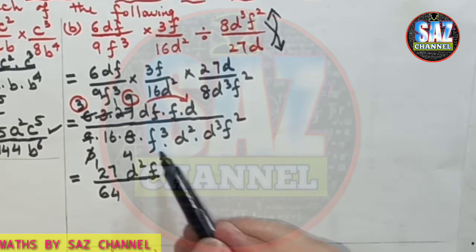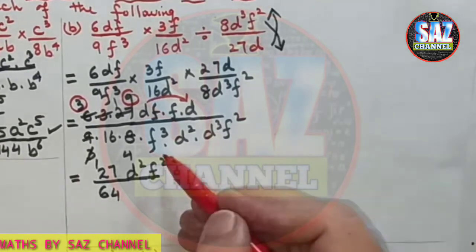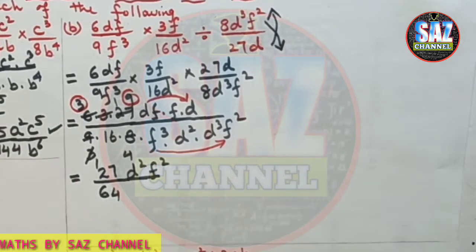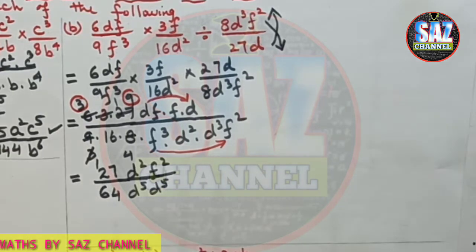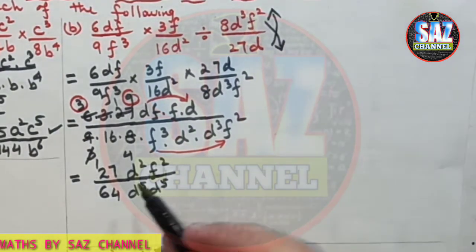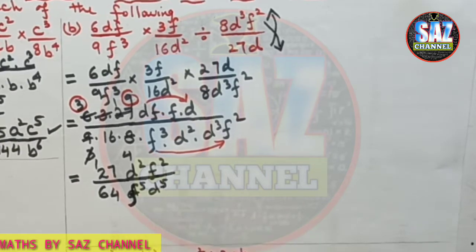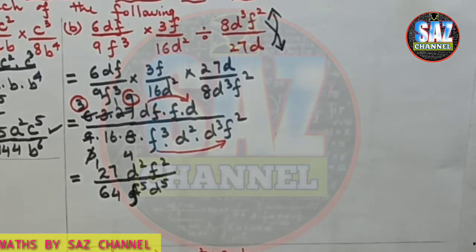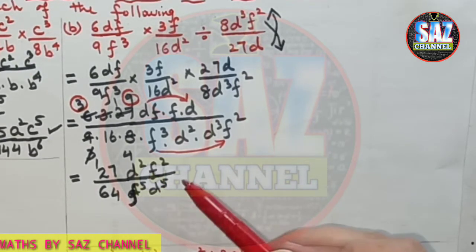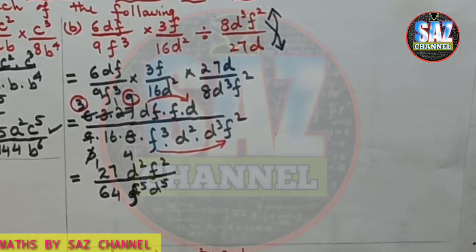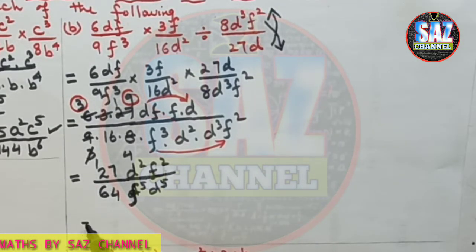Now f cube multiplied by f square will become f^5, and in the denominator d^3 multiplied by d^2, 3 plus 2 is 5, so d^5. Now again we have d square in the numerator and d^5 in the denominator, so we can apply the division law of indices with same base, and I have to bring the smaller index towards the larger index, and it will become 27 by 64 d cube.